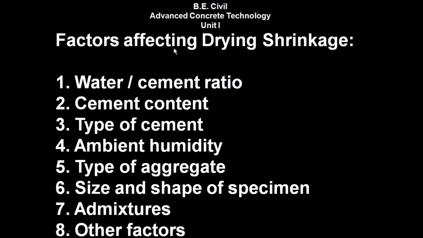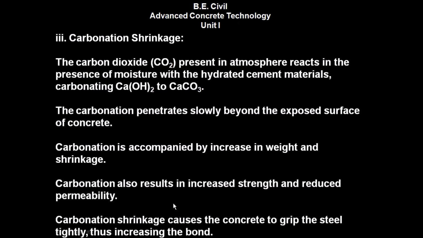The factors affecting the drying shrinkage are the water cement ratio, second the cement content, third the type of cement, fourth the ambient humidity, fifth the type of aggregate, next the size and shape of the specimen, next the admixture, and other factors also affect the drying shrinkage.